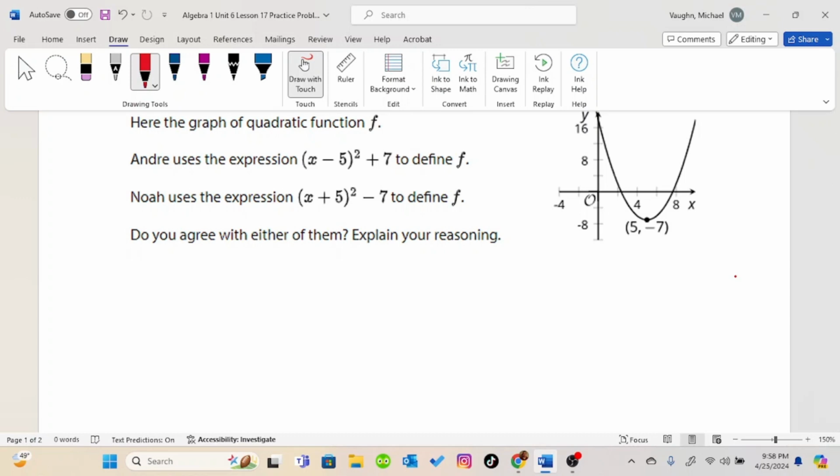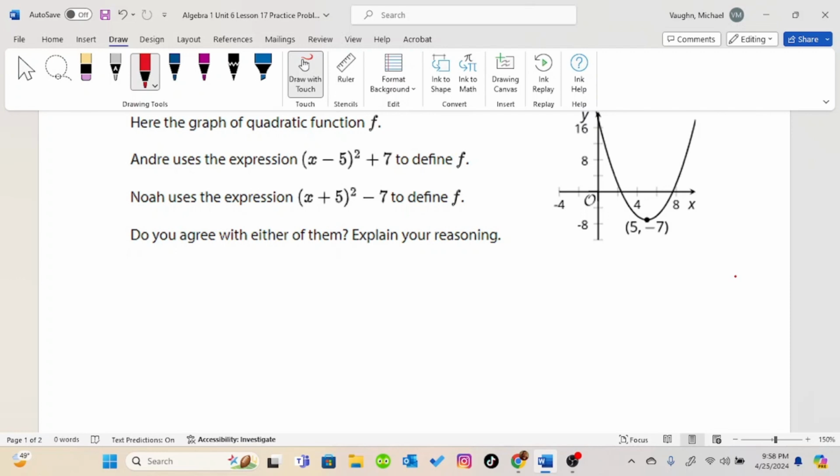Welcome to Algebra 1, Unit 6, Lesson 17 Practice Problems. This will be the last lesson in Unit 6, so Monday will be our review day, and Tuesday will be the end of unit test on the Kidum website.